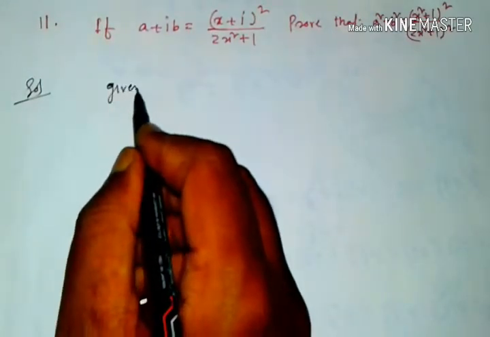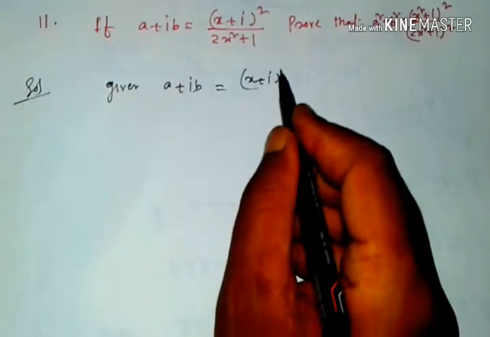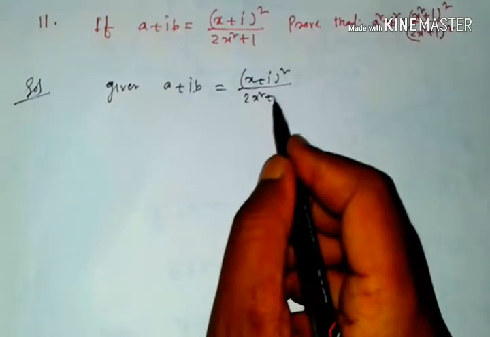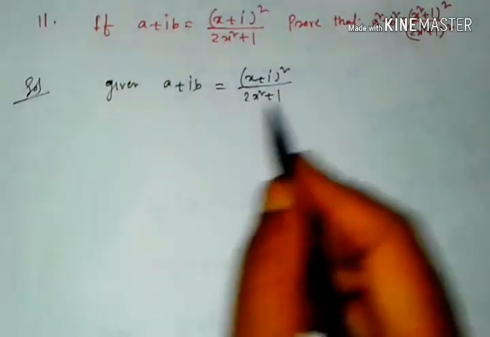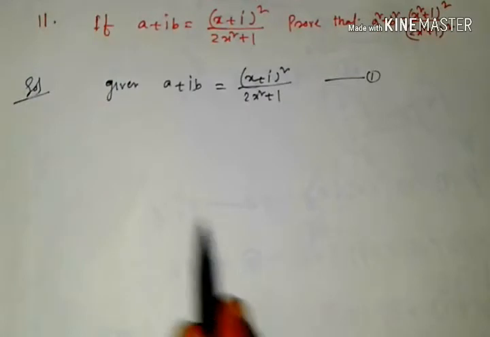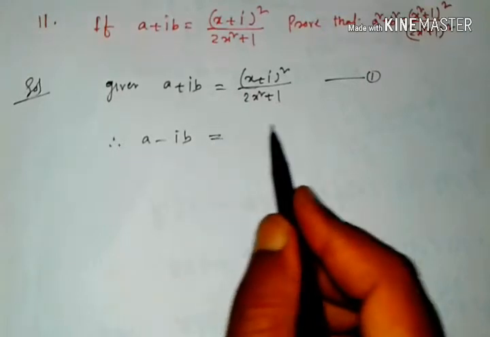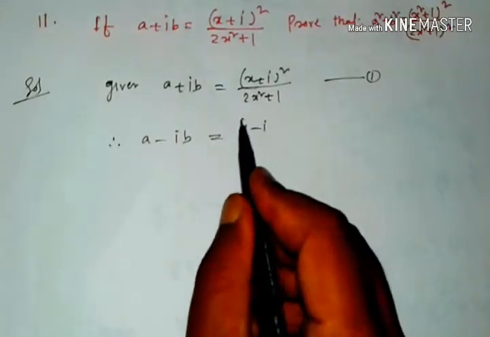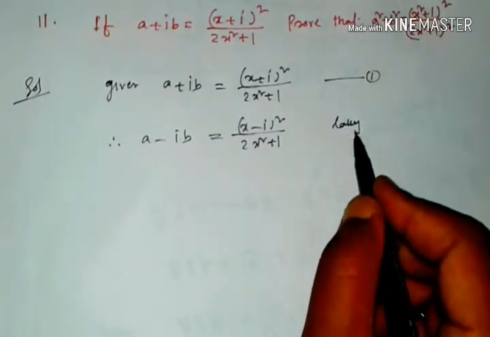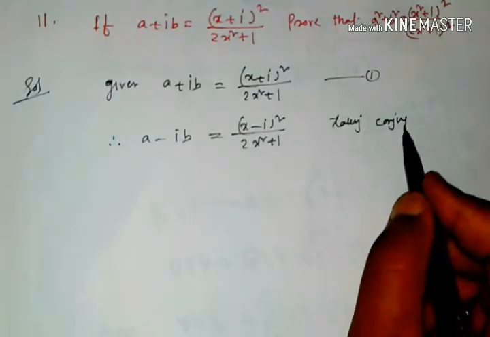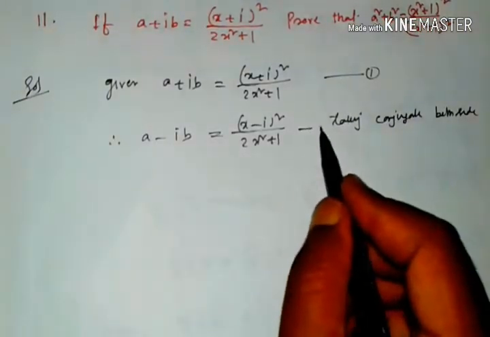Given a plus ib is equal to (x plus i) whole square by (2x square plus 1). We mark this as 1. Therefore, if we take the conjugate on both sides, a minus ib is equal to (x minus i) whole square by (2x square plus 1). This is number 2.